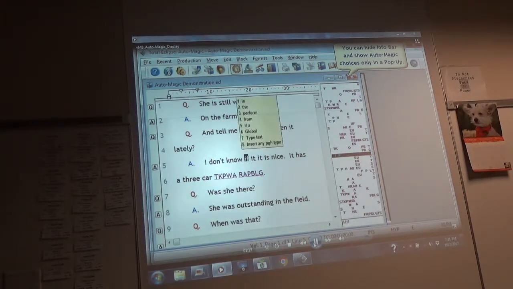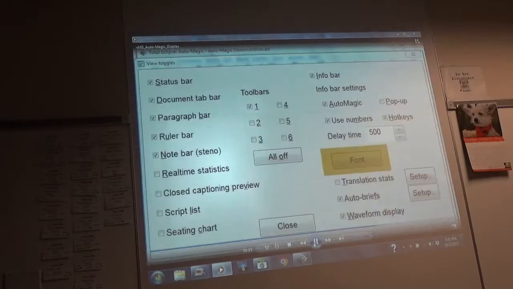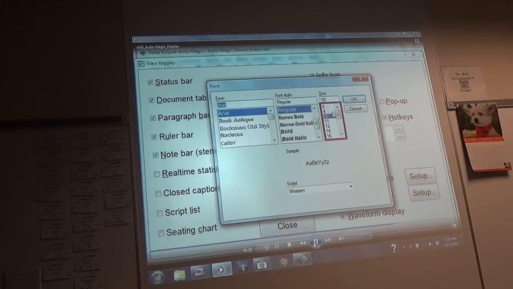Depriving you of your Automagic choices. Don't forget that you can adjust the font that's used to display your Automagic choices. For instance, you could use a smaller font that's narrow and bold.